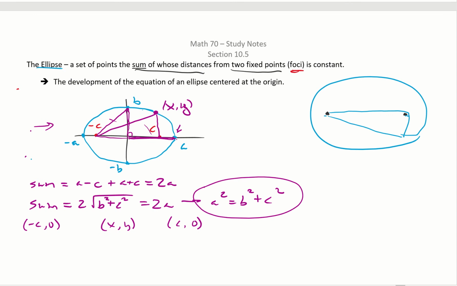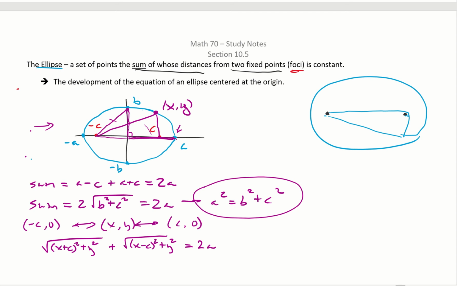So the way it starts out, and it's in your textbook too, but we're going to take the distance from xy to minus c, 0. So we get the square root of x plus c squared plus y squared, plus, and now we're going to go in this direction, that distance, okay, is the square root of x minus c squared plus y squared. And all of that is equal to 2a. Okay?